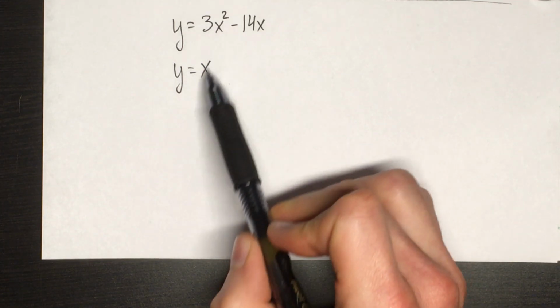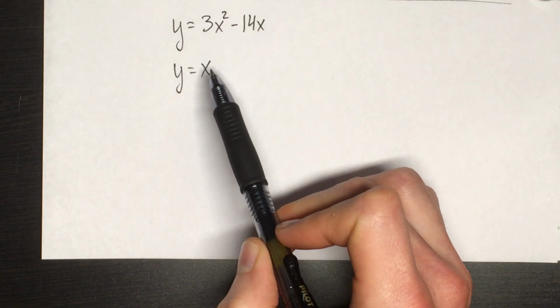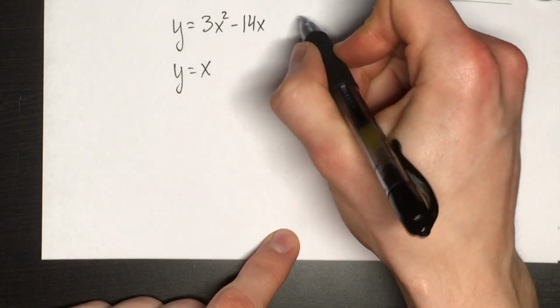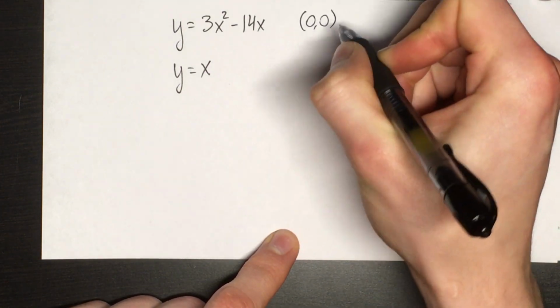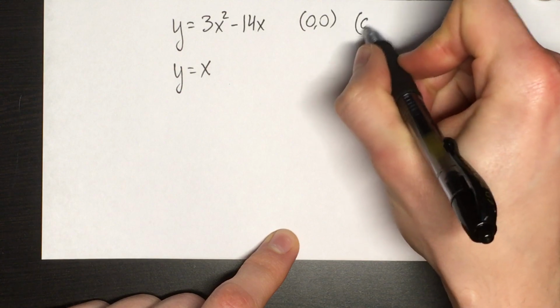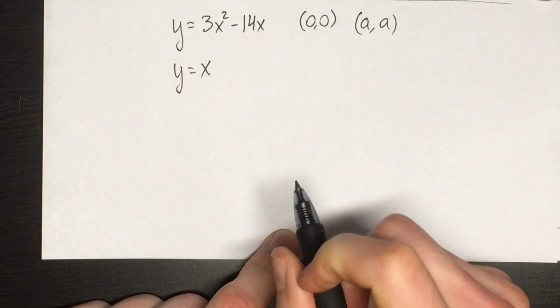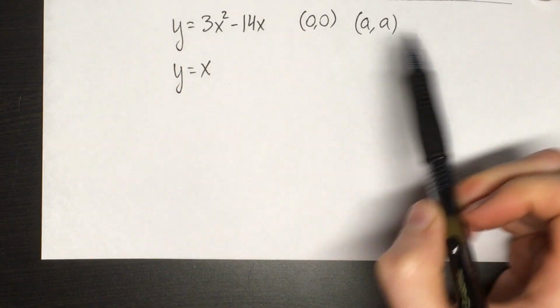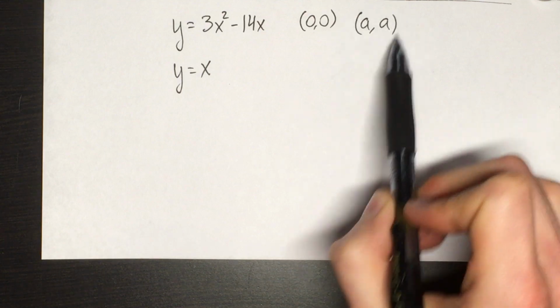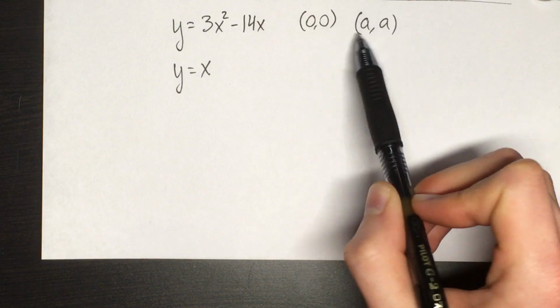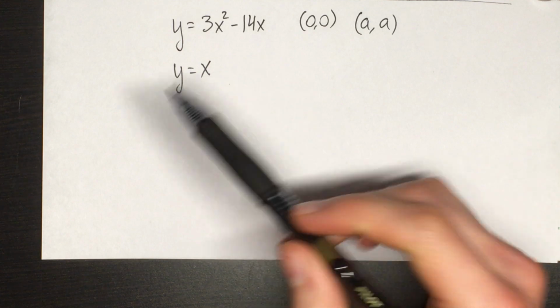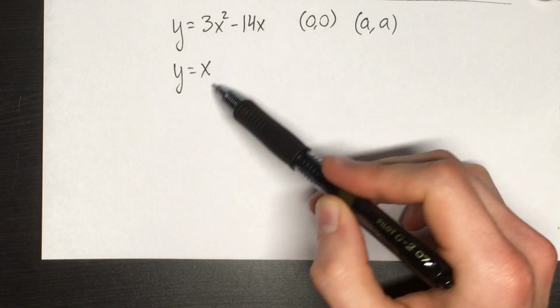Here we're given these two equations of graphs, and we're told that they intersect at points (0, 0) and some point (a, a). And we want to find what the value of a is. So basically, we want to find the second point of intersection and figure out what a is. How do we find points of intersection of two graphs?